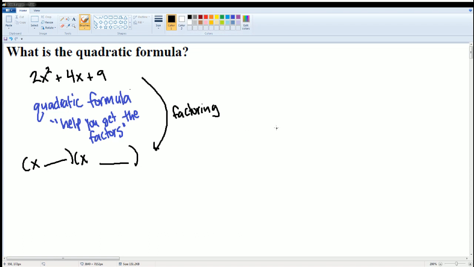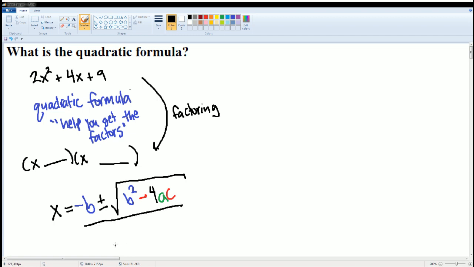The quadratic formula can be written as x is equal to negative b plus or minus, there means there's going to be two parts, the plus part and the minus part, the square root of b squared minus 4ac, and that's going to be divided by 2a.